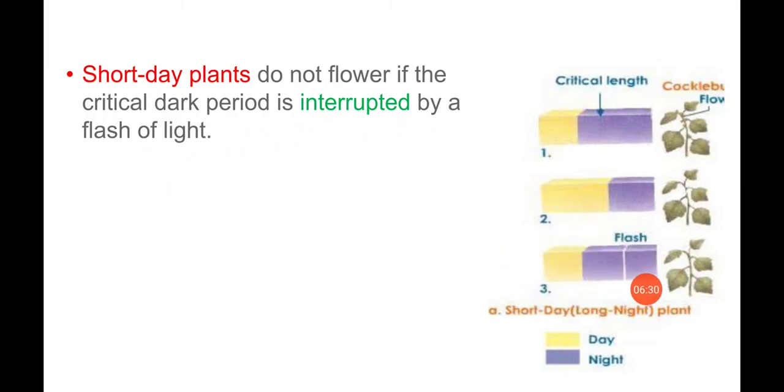You can also observe in the diagram, this is the light period, a short light period, and they require a long dark period. In this condition they produce flowers. When the dark period is interrupted by a flash of light, flowering does not occur in these plants. Short day plants do not flower if the critical dark period is interrupted by a flash of light, a small period of light.